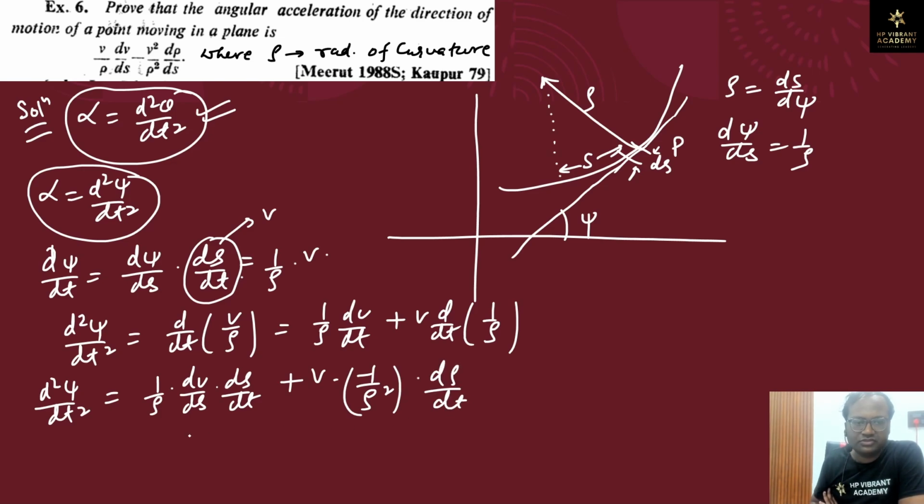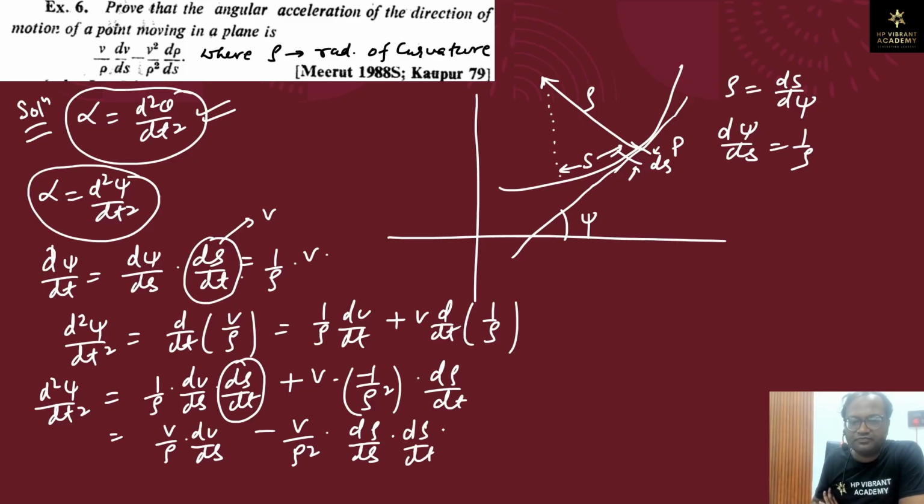Since ds upon dt is v, we can write v upon rho into dv upon ds, minus v upon rho square into d rho upon ds into ds upon dt. Again ds upon dt is v, so this will be v square upon rho square. This is alpha, the angular acceleration.